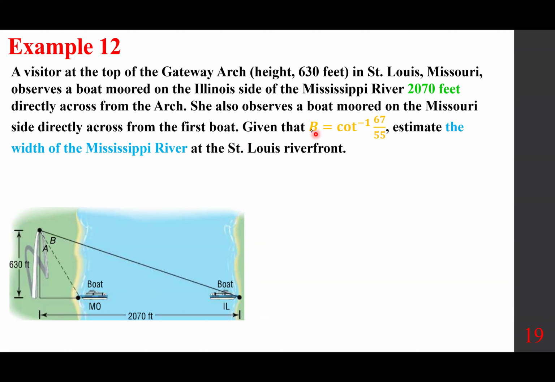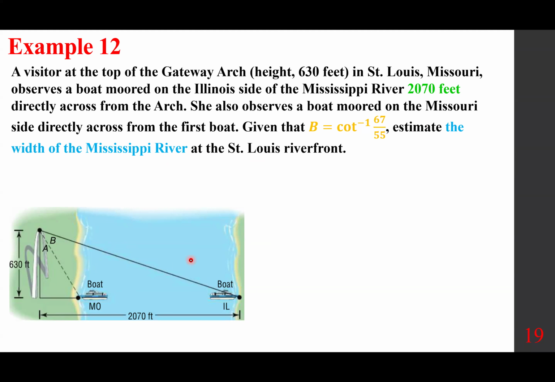Given that angle B is cotangent inverse of 67 over 55, that means you can put it into a calculator to find the angle. So this is given. Estimate, and they say estimate maybe 1 or 2 decimals. Estimate the width of the Mississippi River at the St. Louis riverfront. So what do we need to do here?